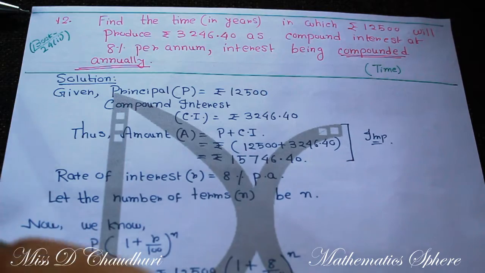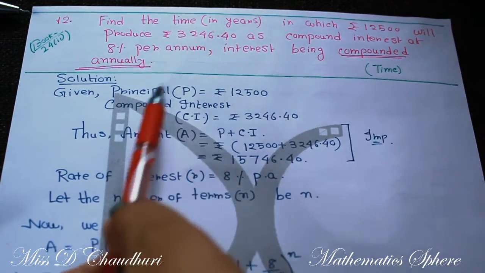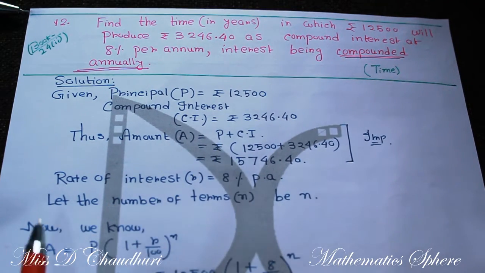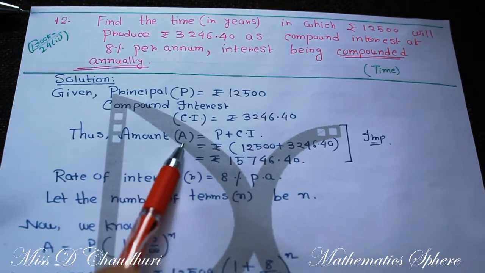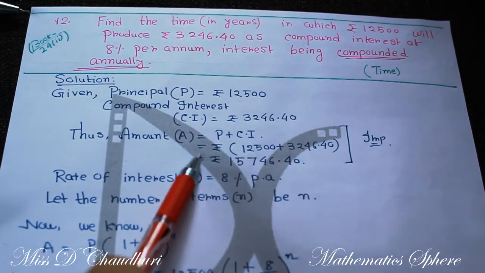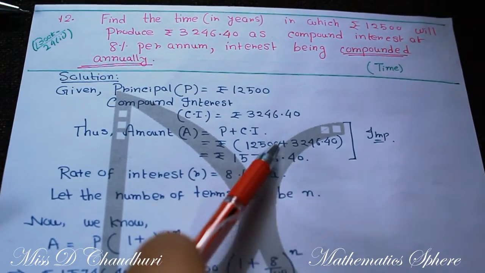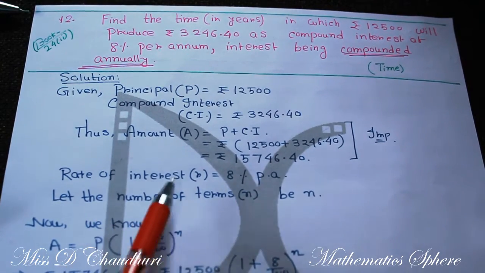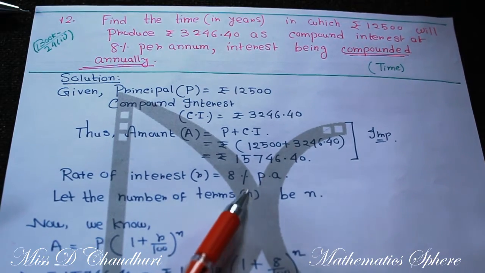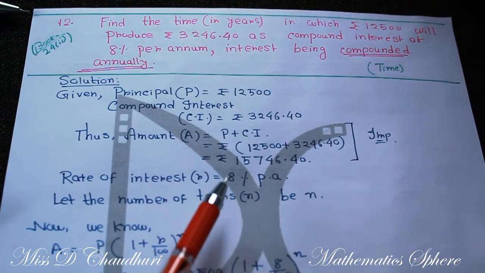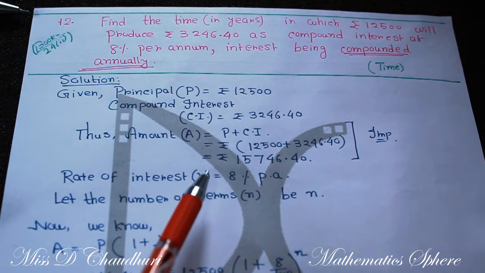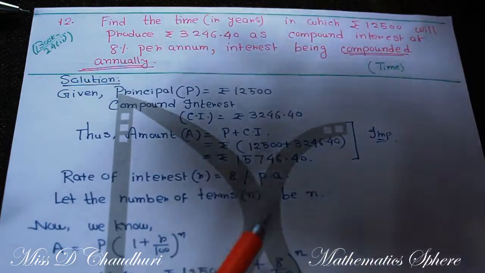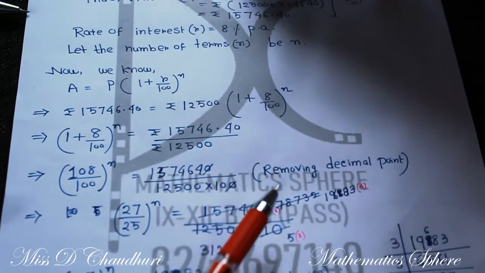Okay, now see what we are doing. We are writing the principal given. So P is this one, and the compound interest CI is this one. Now again we do not have CI in the formula, so we will have to find A. We know P plus CI is A, so we are adding it and getting the amount. Now rate of interest R equal to 8% per annum. Now let us consider the number of terms to be n. You do not think now whether it is years or half years, you just think it to be n. Now we will just put everything in the formula.